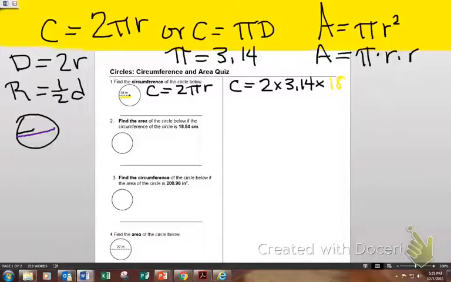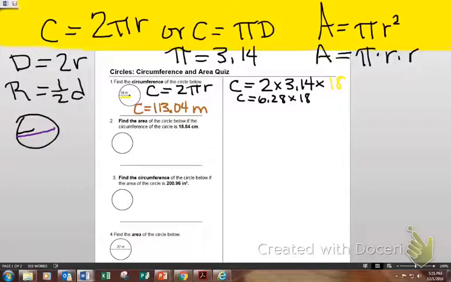Two times 3.14 is 6.28. 6.28 times 18 is equal to 113.04. That is the answer to our question. We are speaking of meters, so the unit of measure is meters.